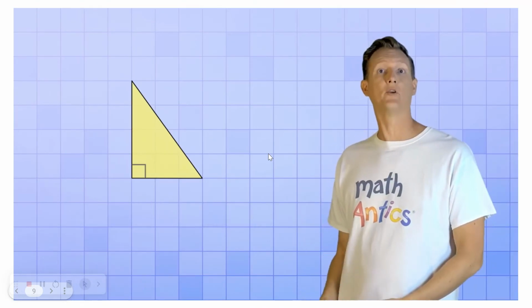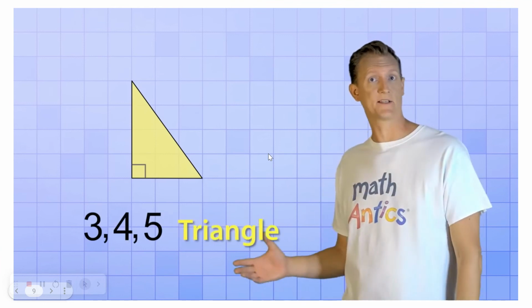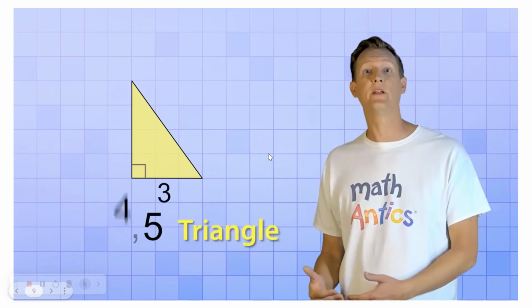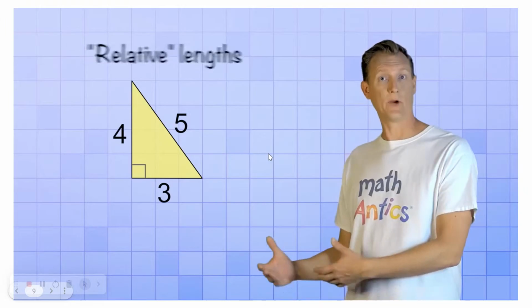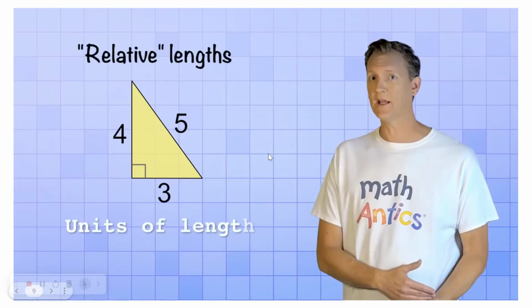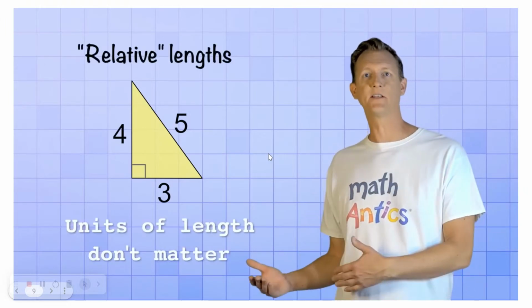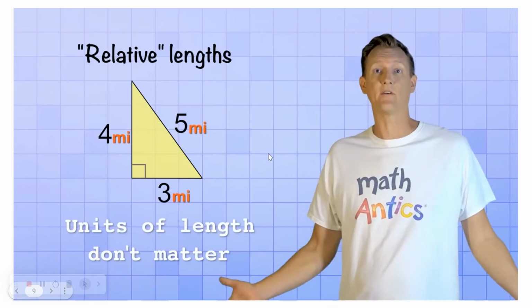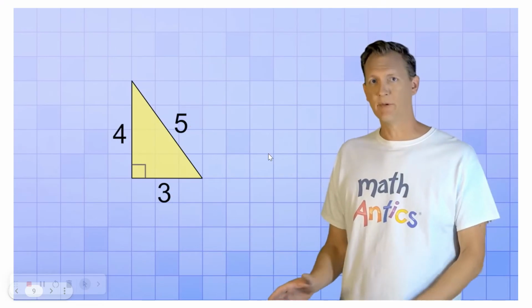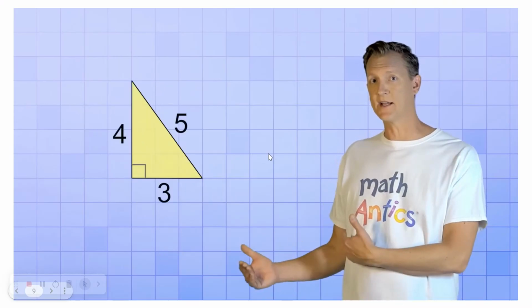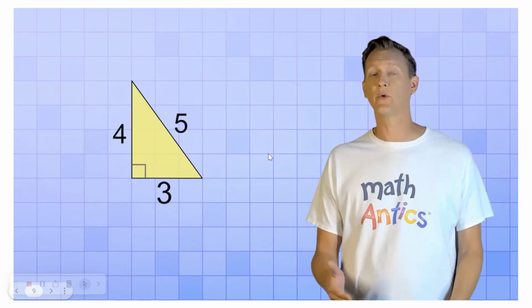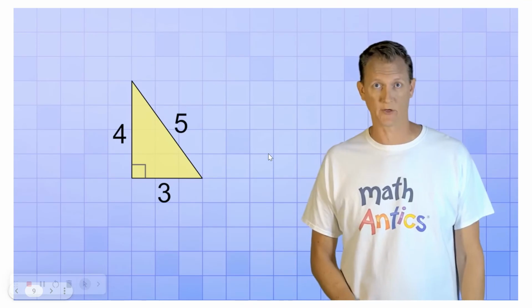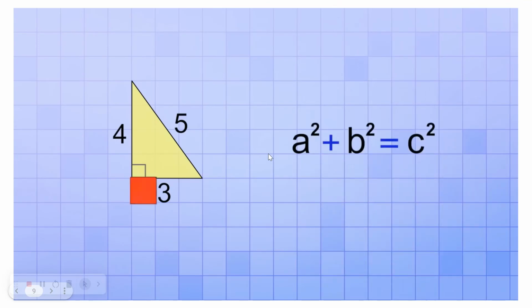This right triangle is called a 3, 4, 5 triangle because its sides have the relative lengths of 3, 4, and 5. And by relative lengths, I mean that the units of length don't really matter. The sides could be expressed in any units: inches, meters, miles, whatever. So the triangle could be of any size as long as its lengths have the proportions 3, 4, and 5 relative to each other. Starting with the side that's 3 units long, which we'll call side A, what do we get if we square that side?